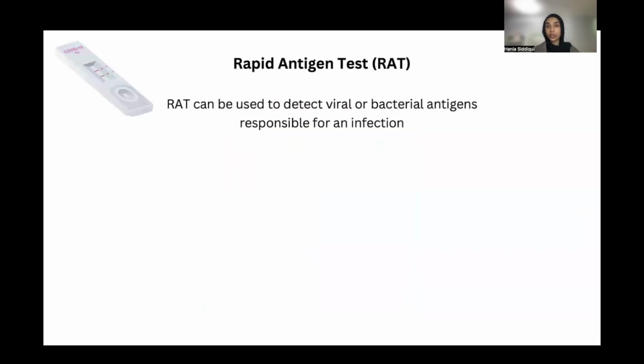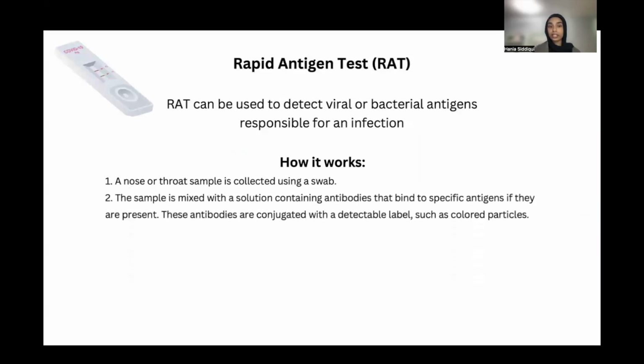The third test that you ordered was a rapid antigen test. Rapid antigen tests can be used to detect viral or bacterial antigens responsible for an infection. How does it work? So a nose or throat sample is collected using a swab. The sample is mixed with a solution containing antibodies that bind to specific antigens if they are present. These antibodies are conjugated with a detectable label, such as colored particles.